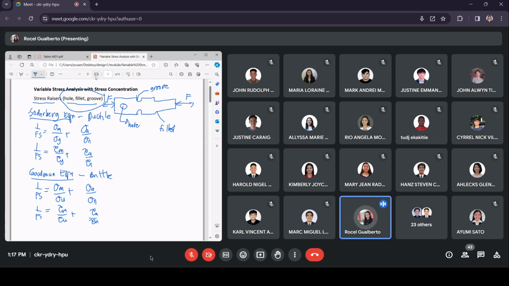So what is basically the difference if you include here a stress concentration? On the second term on the right side of the equation, you will be adding a factor. We call it Kf, and for tau, it would be Kfs. So you multiply it to sigma a over sigma n or tau a over tau n. So this is what is new. You include there a factor.